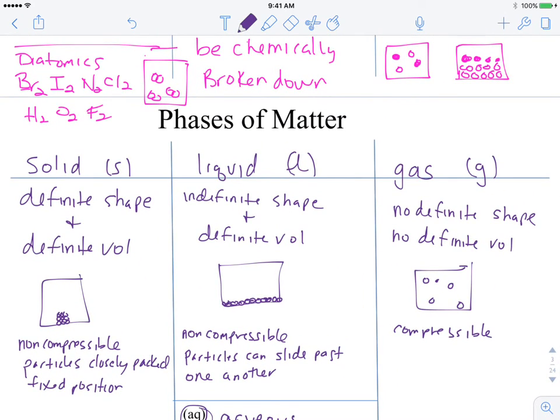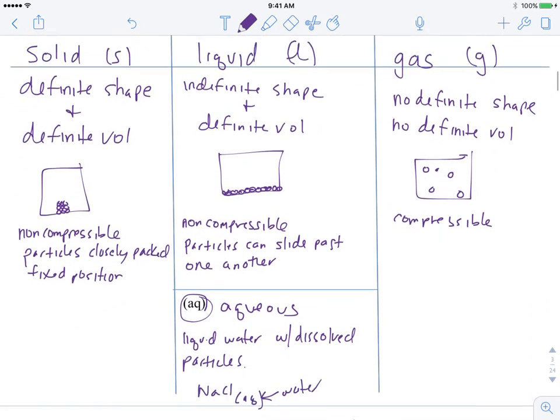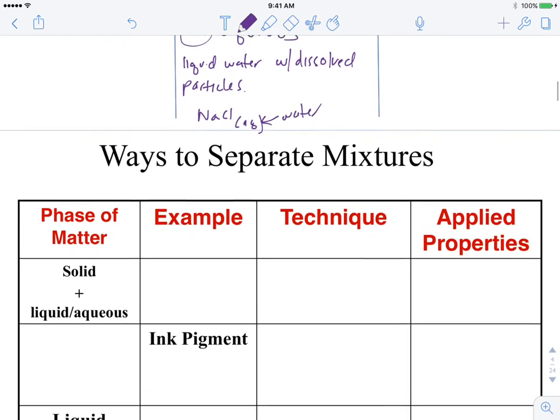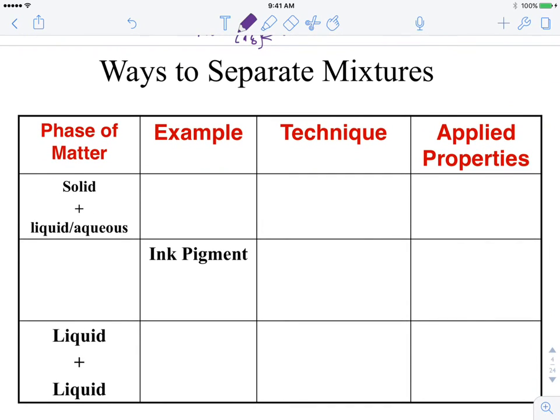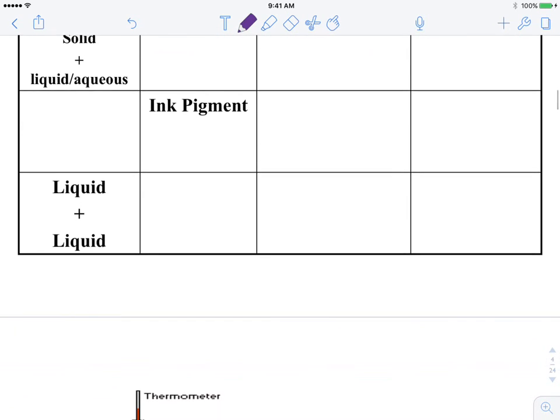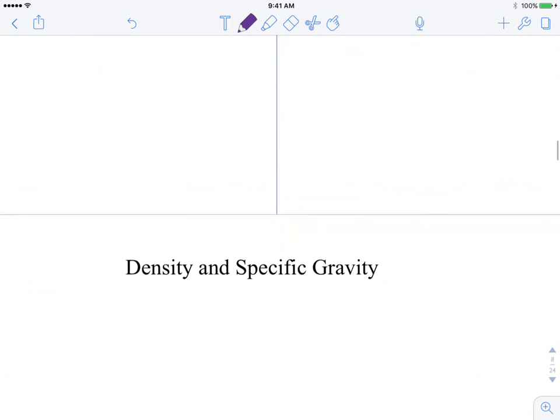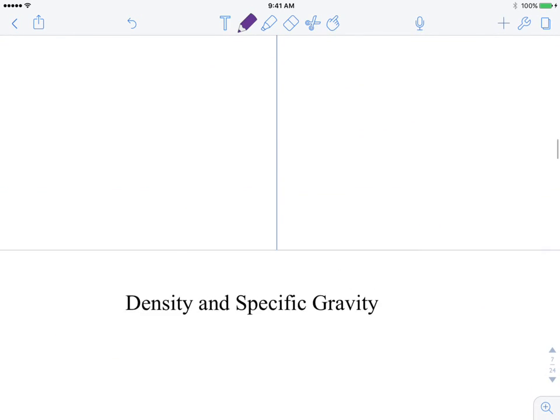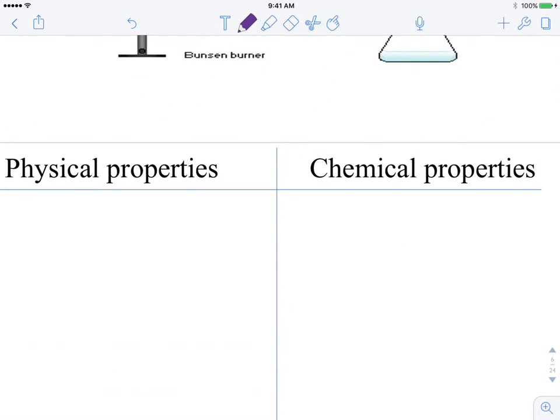Now, we've talked about different types of matter: element, compound, mixture. We also talked about how you can have different phases of matter. And the next important thing is, well, how do you separate a mixture? So I'm going to stop here for now, and on the next video that I make for you, I'm going to do ways to separate a mixture, and I'm going to do physical and chemical changes with you. So you can get an idea of what physical and chemical properties mean and why they're important.